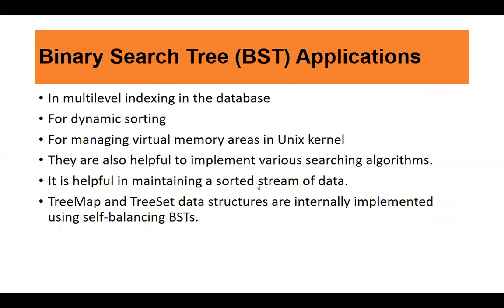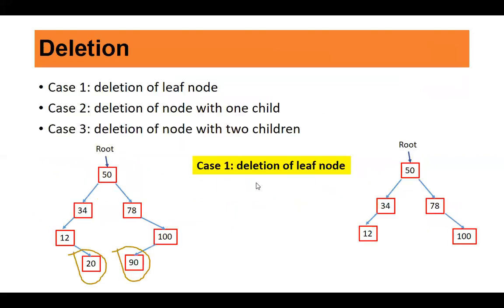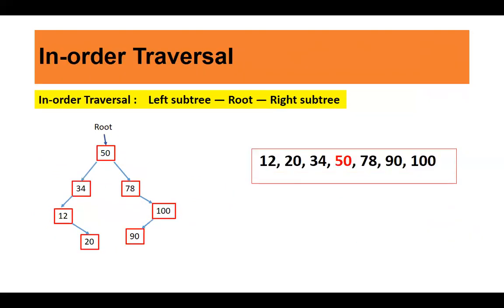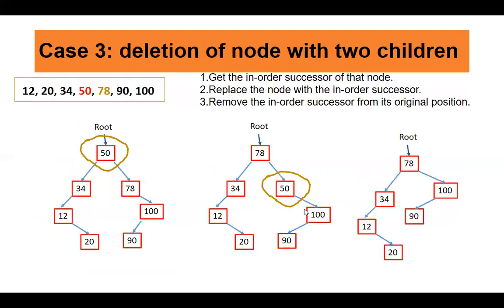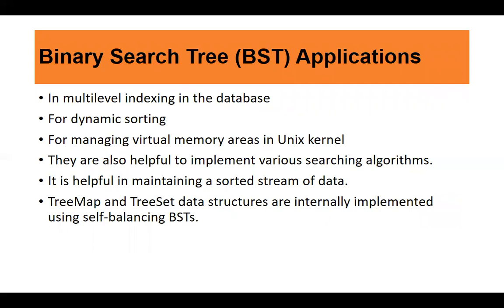Why sorted stream of data? If you look at in-order traversal of this tree, it is giving you the data in ascending order, right? If you look at the traversal, it is 12, 20, 34, 50, 78, 90, 100. The data is in ascending order. So it gives you sorted data in ascending order in case of in-order traversal.